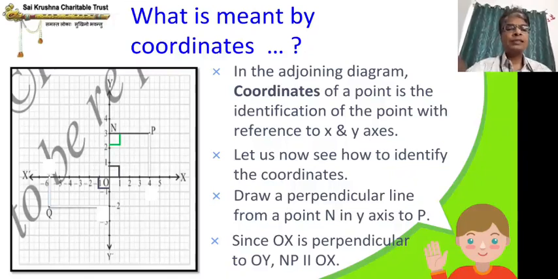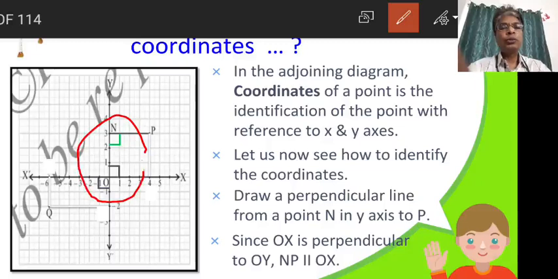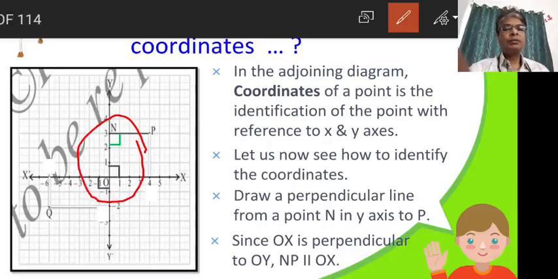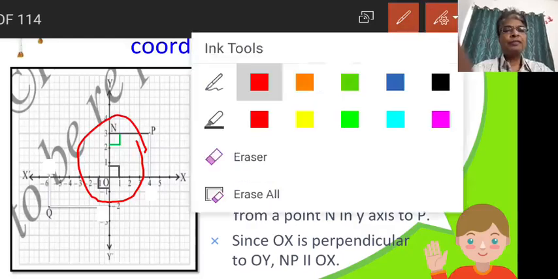Now since OX is perpendicular to OY, NP is parallel to OX. Hope all of you remember this. I will just put this, you will be able to understand. See these two angles. Remember Euclid's fifth postulate: if the interior angles on the same side add up to 180 degrees, then the lines will not meet and both are parallel to each other. So therefore NP is now parallel to OX. When we go to the next page, we will see further definitions on this.